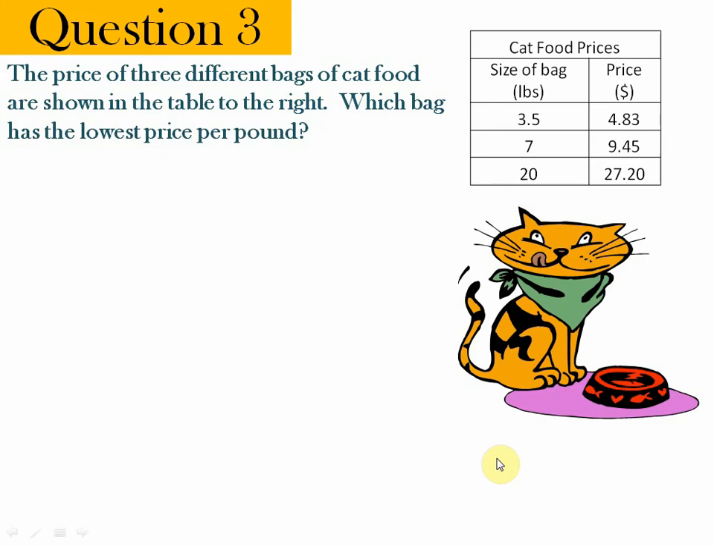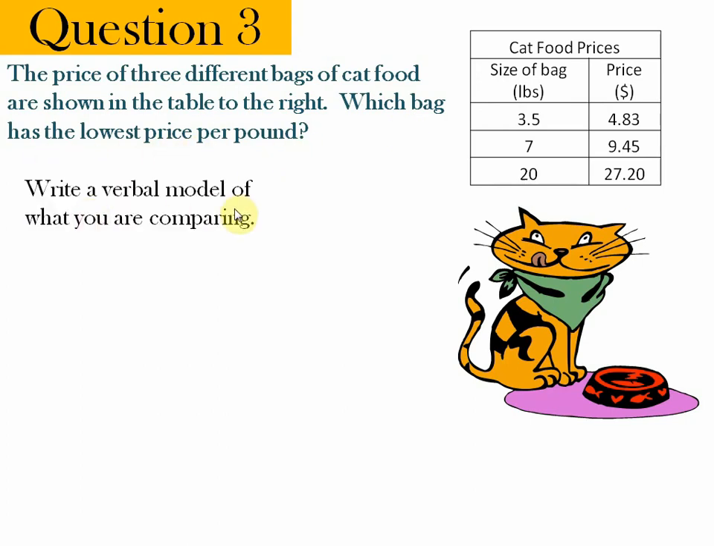Next, moving on, question number 3: the prices of 3 different bags of cat food are shown in the table to the right. So cat food of different sizes, different bags, different weights. This is a 3.5 pound bag that costs $4.83, a 7 pound bag costs $9.45, and a 20 pound bag costs $27.20. So this is a price list. So which bag has the lowest price per pound?